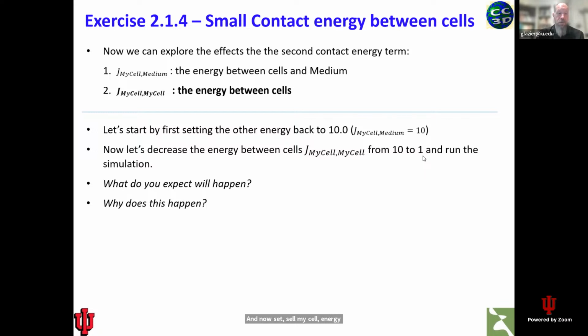Why don't you just try setting cell medium back to 10, and now set cell-cell energy to 1. What do you expect to happen? The cell medium contact energy is high, so the cells are repelled by medium. Cell-cell contact energy is low. So what do you expect to happen?